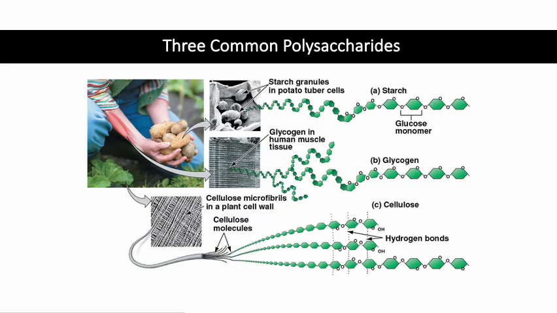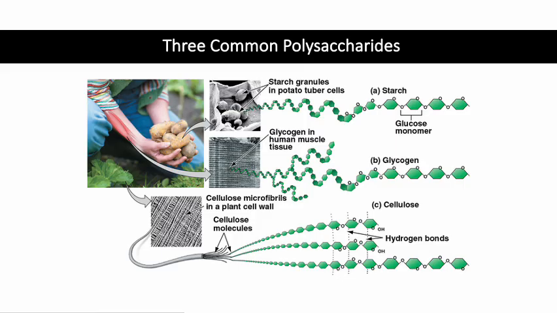Starch, glycogen, and cellulose are polysaccharides made from glucose, but their structure and function are very different. Starch is made of long chains of glucose and is used by plants to store energy, which is why starch granules are abundant in tissues like potato tubers. Glycogen is the animal storage form of glucose and has a highly branched structure, allowing it to be broken down quickly when muscle energy is needed.